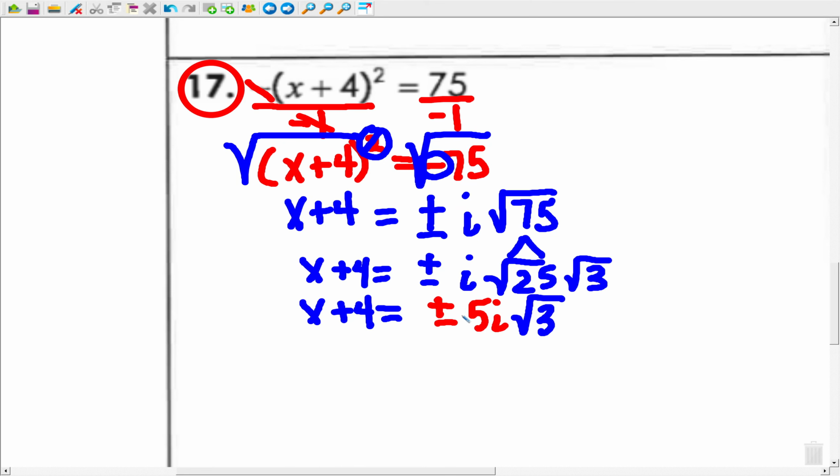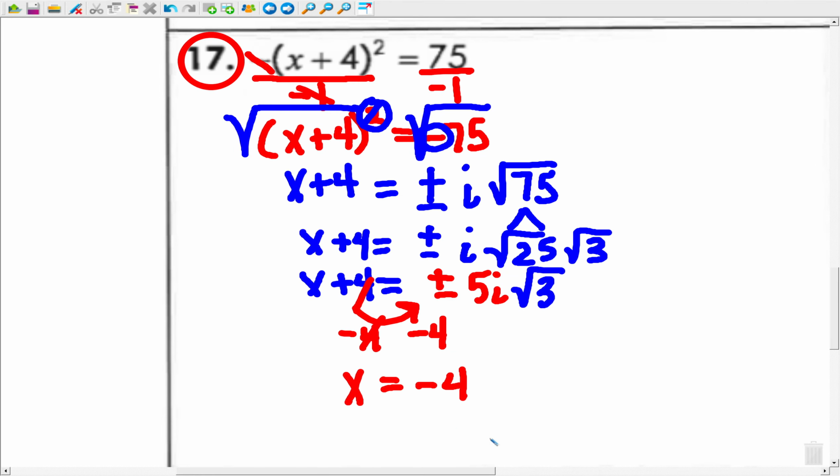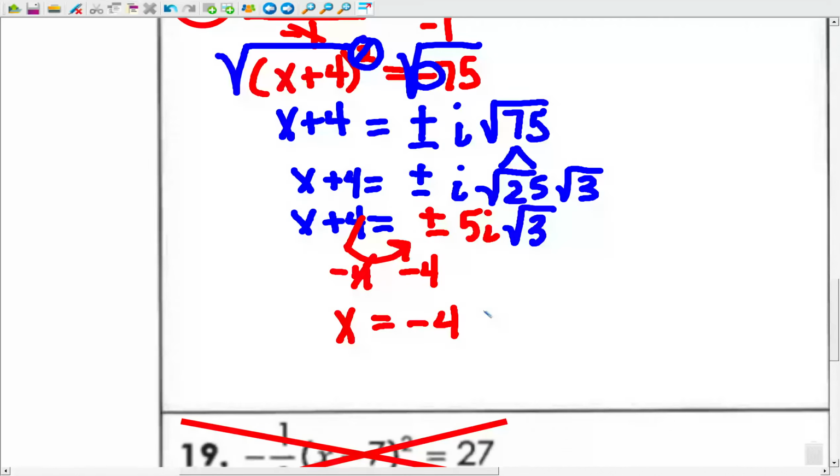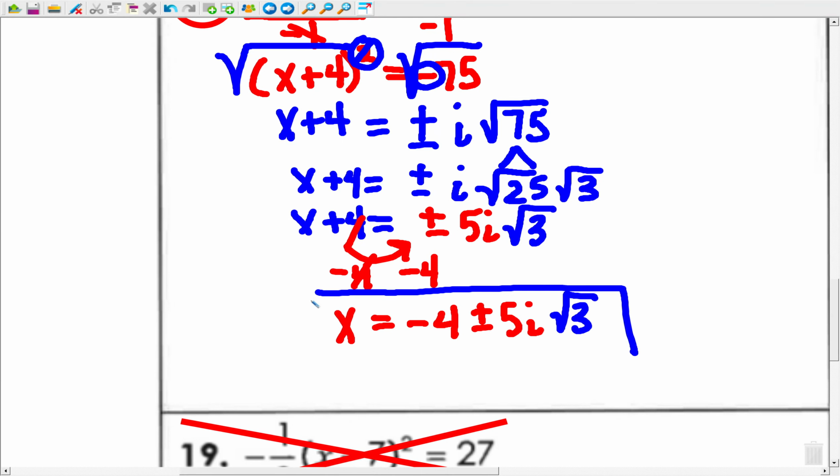And I hope you see that the last step is to bring the 4 over. And the only way I can do that is by subtracting it. So when I do that, now I have x equals -4. Please put it first because it's the one that's the real number. And then you've got plus or minus 5i. And then the radical will remain the square root of 3. This is all I've got. You're done with that problem.